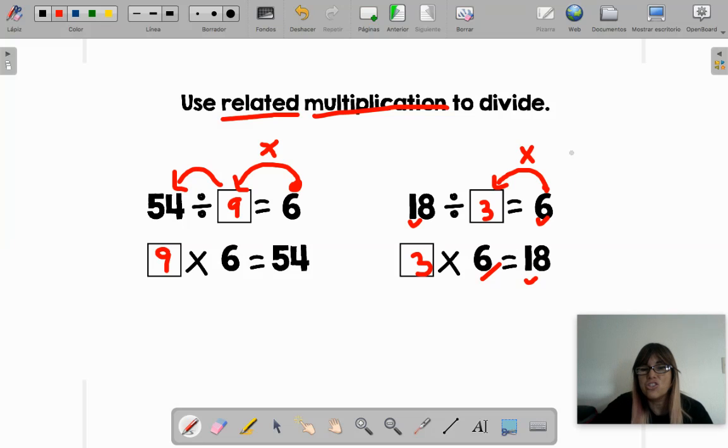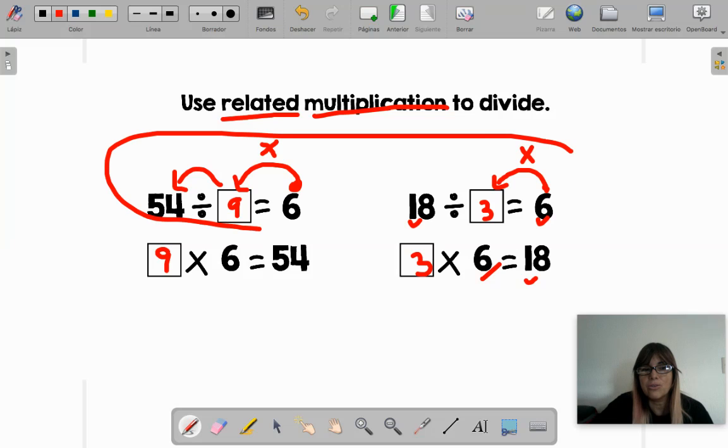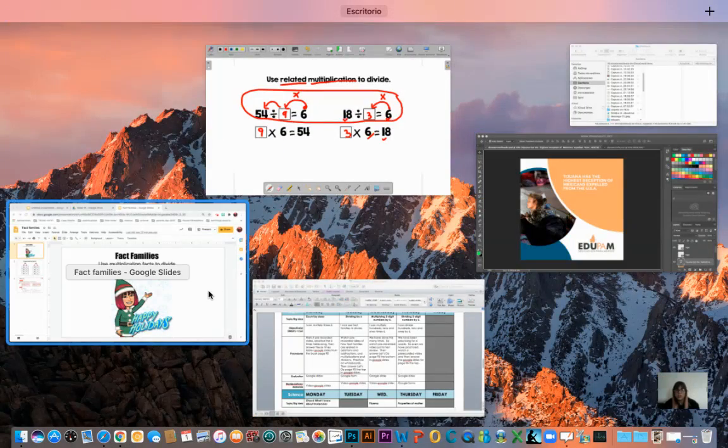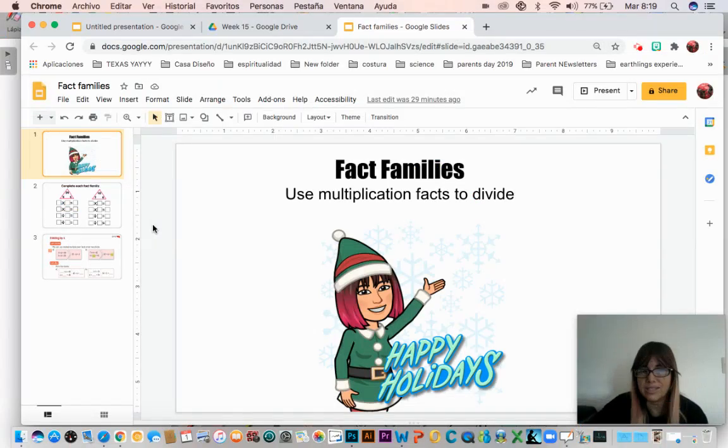So again, this is what we are learning today, especially this. When you have a division and they don't tell you a number, don't get scared. Just begin backwards and multiply. The opposite of division is multiply. So that's what you are doing today in your Google Slides.